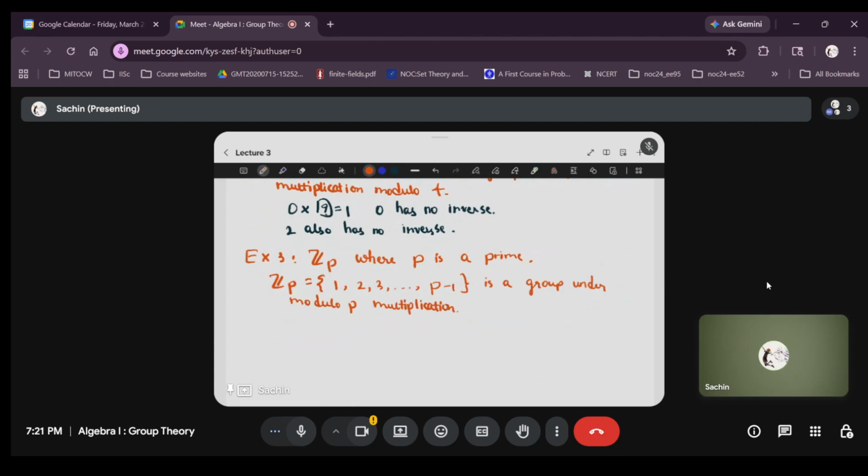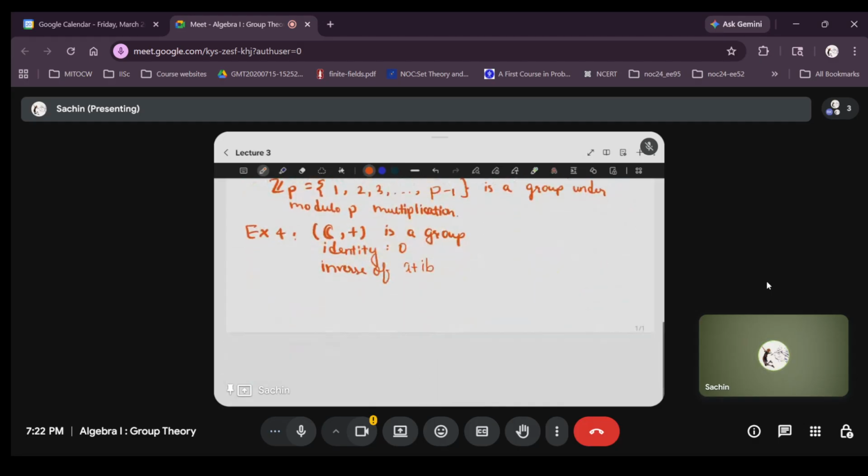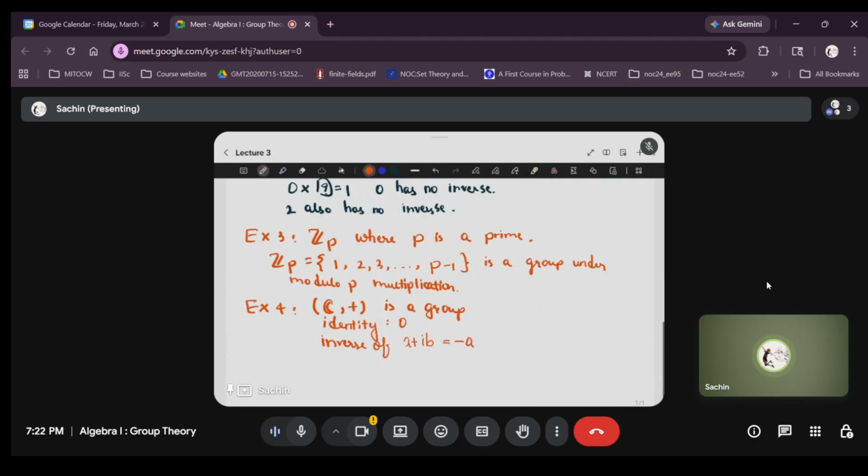Then the set of complex numbers under addition is a group. Identity is 0. Inverse of a plus ib is minus a minus ib.